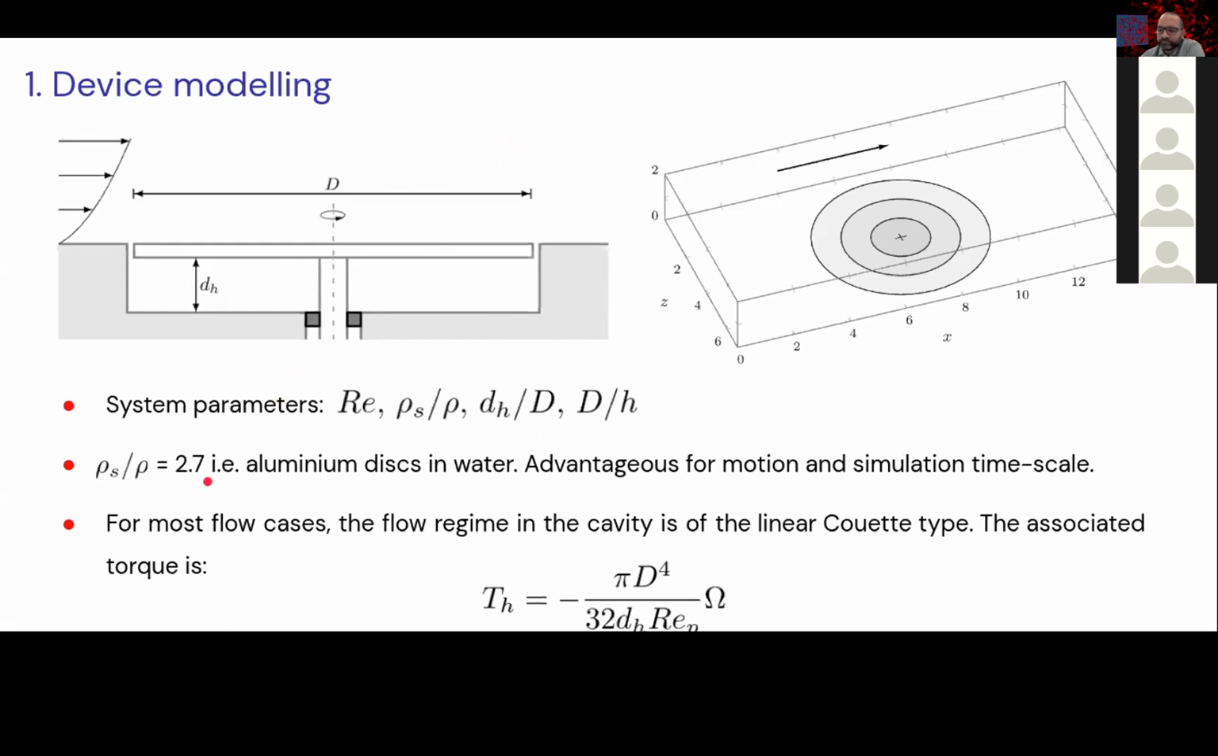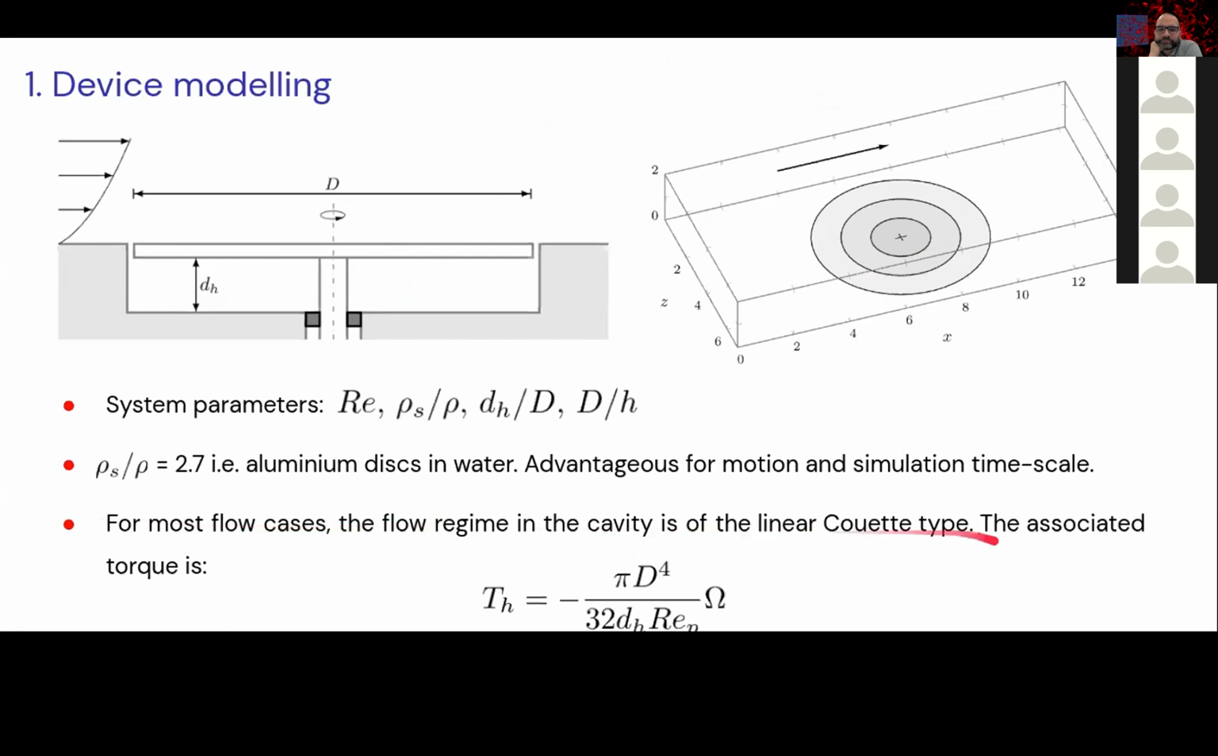This is actually inspired by the practical case of considering an aluminium device in water, which is 2.7 times heavier than water. Aluminium is 2.7 times. If that was air, for example, that would be almost 1,000 times as large, and therefore the time scale of the disk oscillation would be much slower.